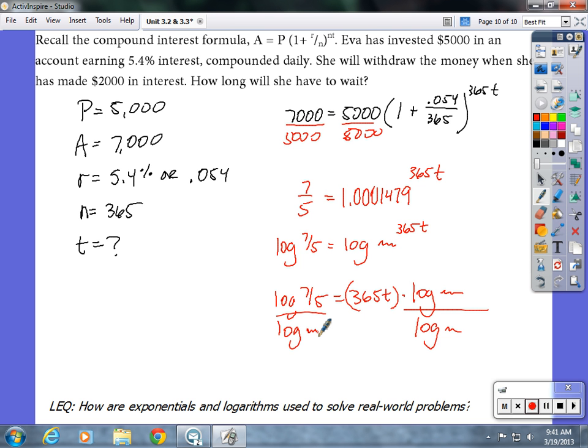So the log of 7/5 divided by the log of my previous answer ends up being 2274.47 equaling 365t. And we divide that by 365, and I find out my time ends up being 6.23. So, how long will she have to wait? She will have to wait 6.23 years until she makes $2,000 in interest, which is very unlikely, by the way. $2,000 in interest in 6 years. And that is it.